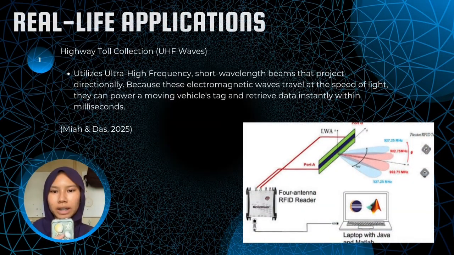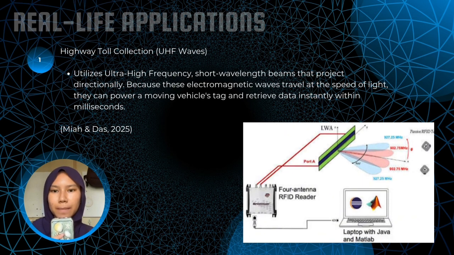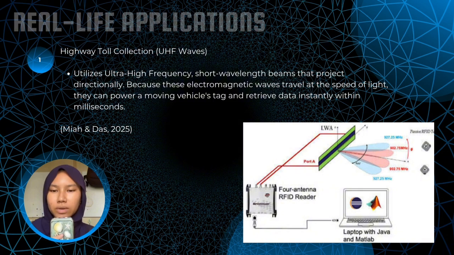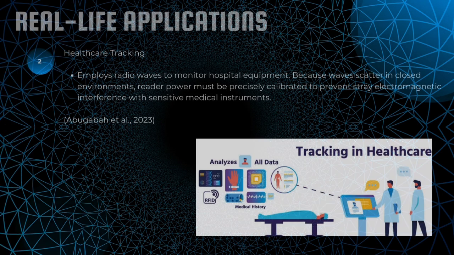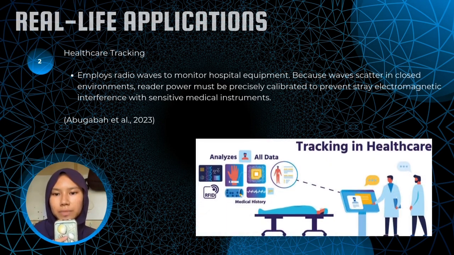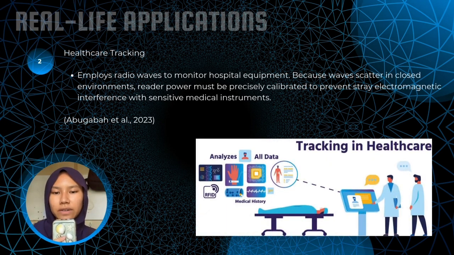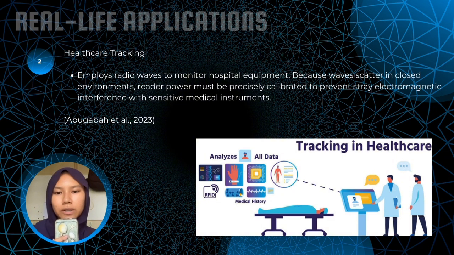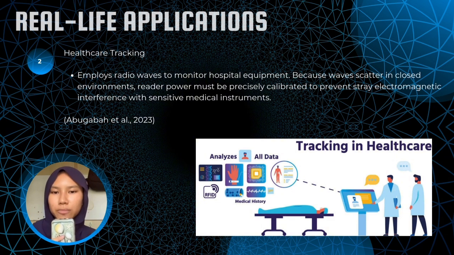Moving to real-world applications, RFID efficiency depends entirely on wave propagation. First, highway tolls use ultra-high frequency beams. Because these waves travel at the speed of light, they can power and read a moving vehicle instantly. Second, healthcare tracking monitors hospital equipment. The challenge here is interference. Because radio waves scatter, reader power must be precisely calibrated to avoid disrupting nearby medical instruments.